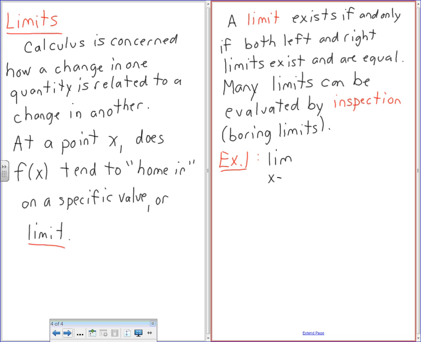Limit as x approaches 2 of 3x squared minus x plus 4. Lim stands for limit. X approaches 2 says as x is getting close to 2. So this is direct substitution. That is 4 times 3 is 12 minus 2 is 10, which is 14. That's the most boring limit I've ever seen in my life.